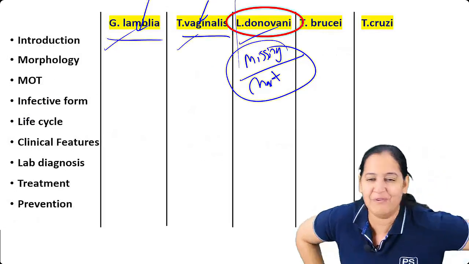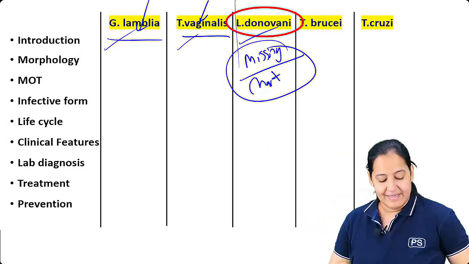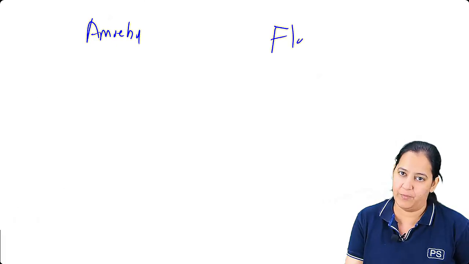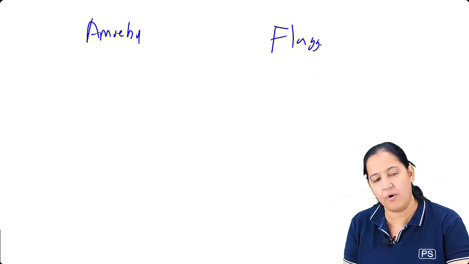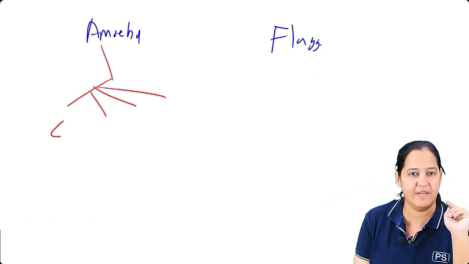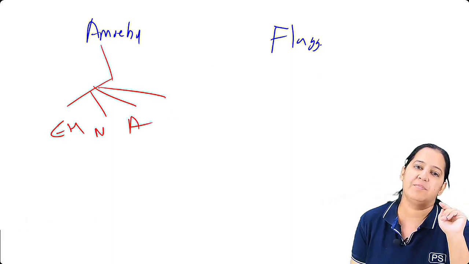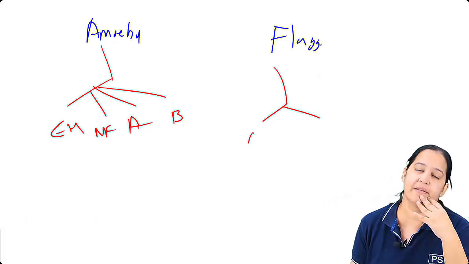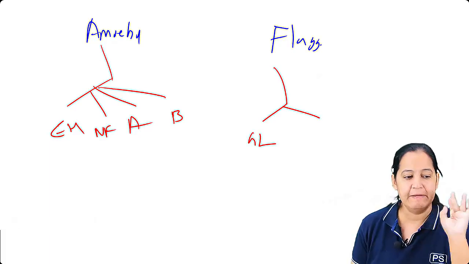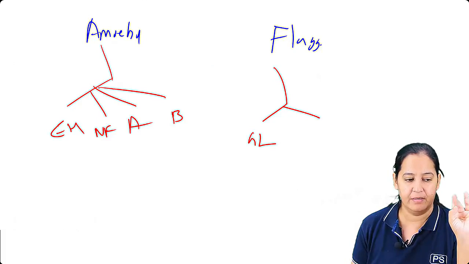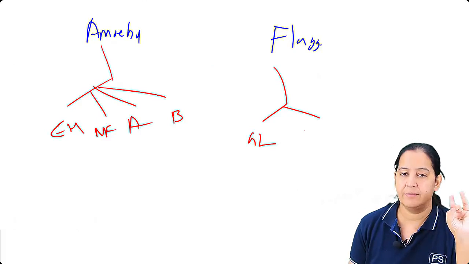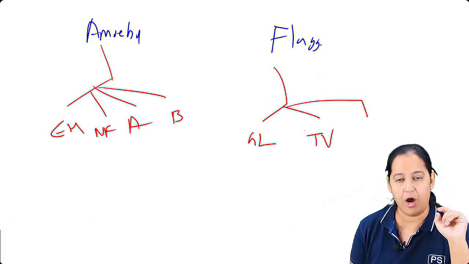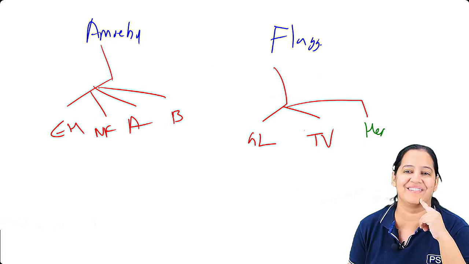Before starting, I want to tell you something here. I taught you amoebas, and now I'm teaching you flagellates in protozoa. In the amoebas, we have already finished 4 amoebas: Entamoeba histolytica, Naegleria, Acanthamoeba, Balamuthia. Everyone knows. Here we have completed the intestinal one, that is Giardia lamblia. We have completed the genital one also, that is Trichomonas vaginalis. And now I am starting hemoflagellates.